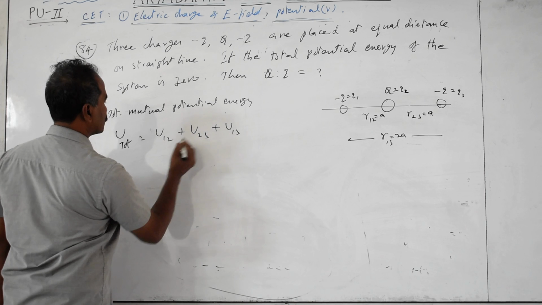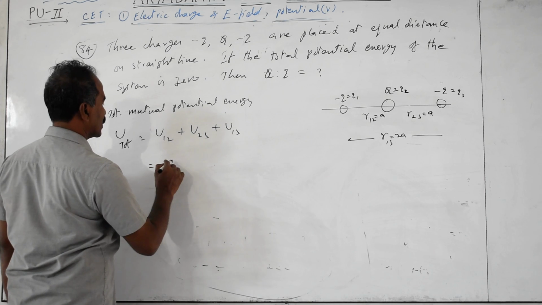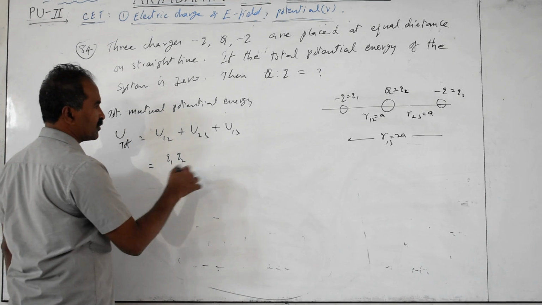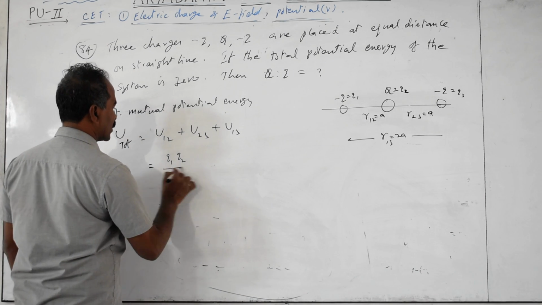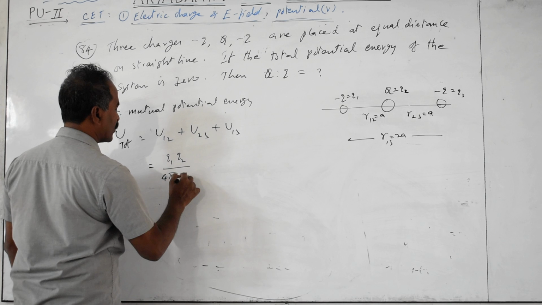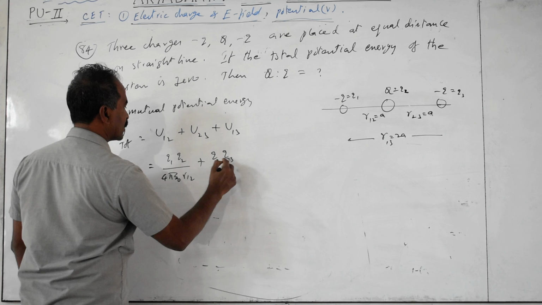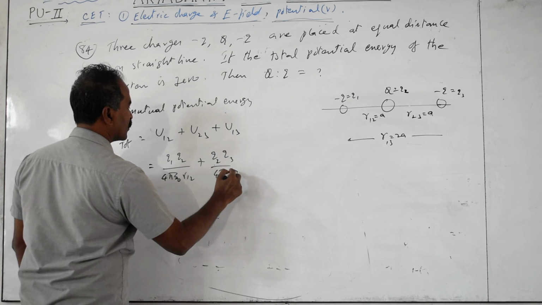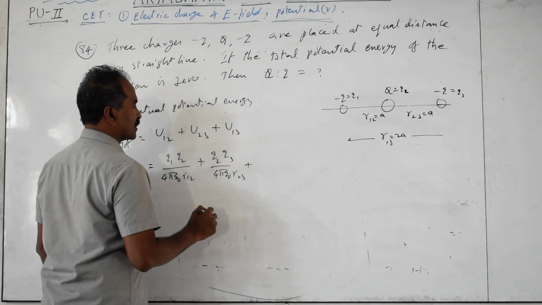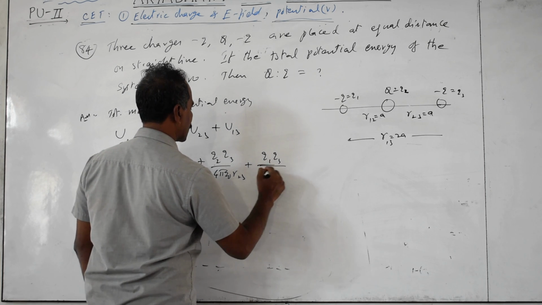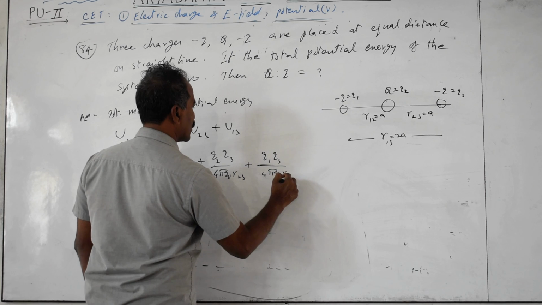Next, this part. U12 is Q1 Q2, write with the symbols, write out the substitution. But directly you must work out with the last step. Q1 Q2 by 4 pi epsilon naught into R12, plus U23, Q2 Q3 by 4 pi epsilon naught into R23, plus Q1 Q3 by 4 pi epsilon naught into R13.